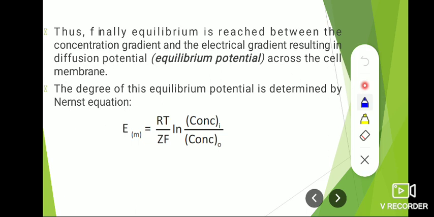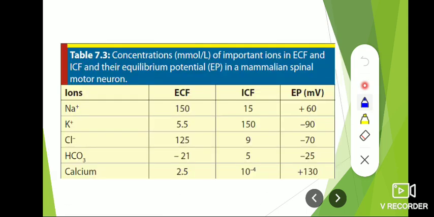But again, the human body is a mixed one. You are not a single ion; you have a bunch of ions. As you can see, there are almost this many ions, and here I mentioned what is given for the spinal motor neuron. You can see sodium, potassium, and these are the concentrations.